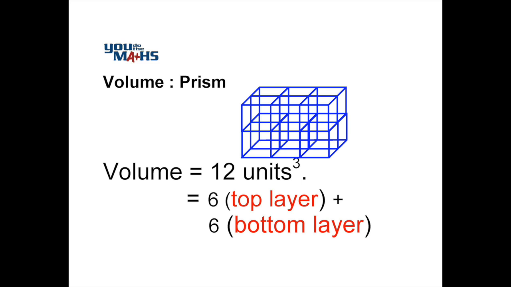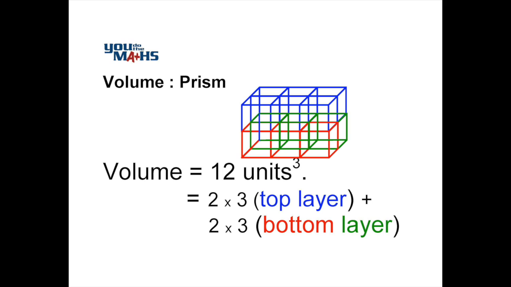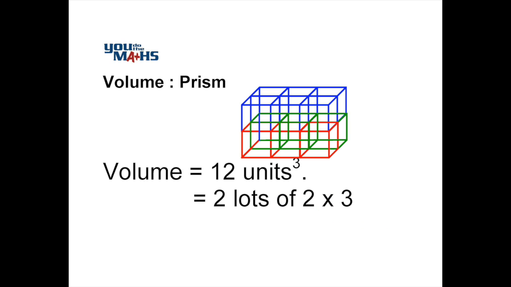Now, another way of saying the 6 is we could look at the bottom layer here first up. We can see we've got a series of blocks in green and a series of blocks in red. Altogether there's 2 lots of 3 blocks in the bottom layer, and likewise for the top layer as well. So altogether we can see that 12 units cubed is made up of 2 lots of 2 multiplied by 3.